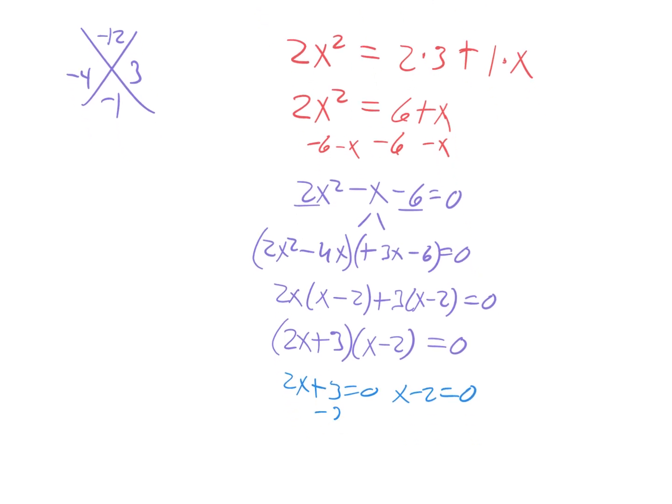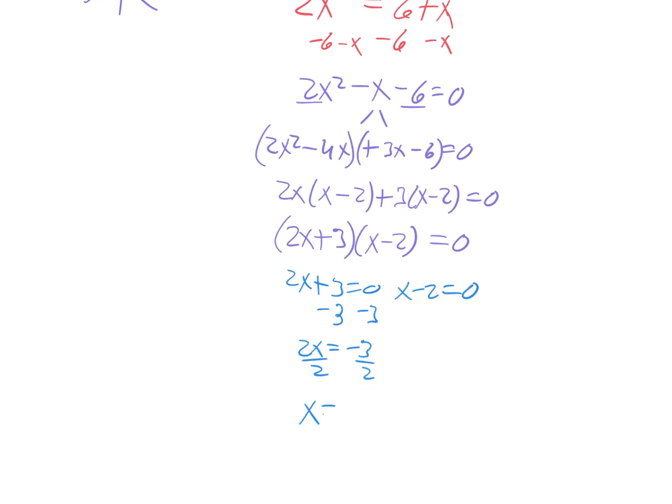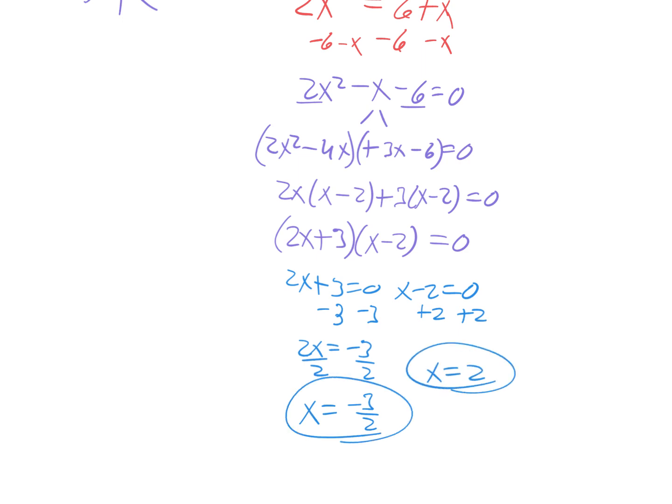And then subtract 3 from both sides. We get 2x equals negative 3. Divide both sides by 2, we get x equals negative 3 halves. Let's add the 2 on both sides, and then we get x equals 2. Right, we get our two answers.